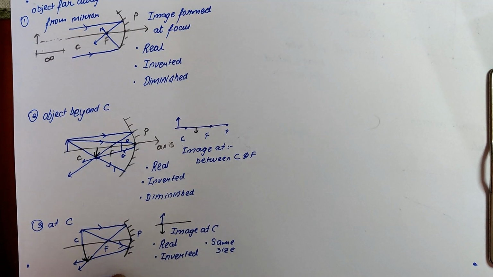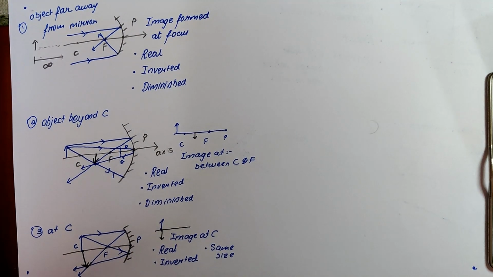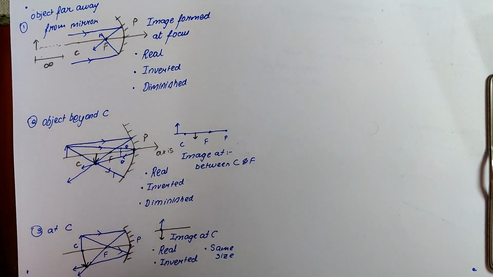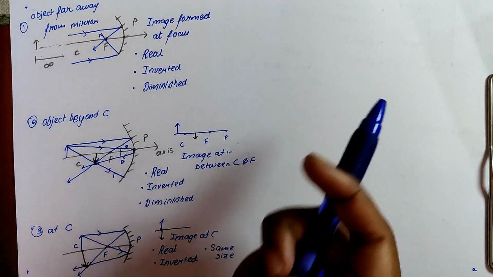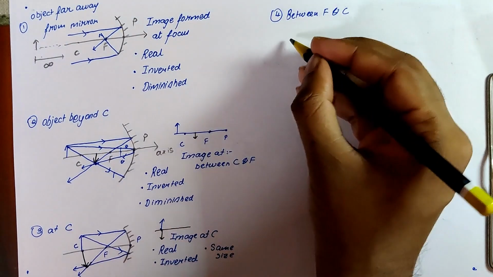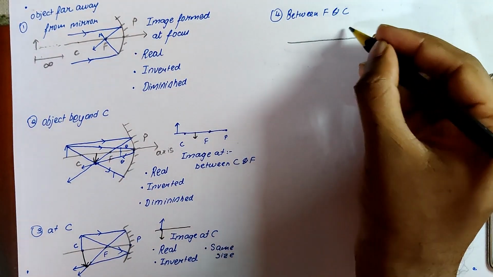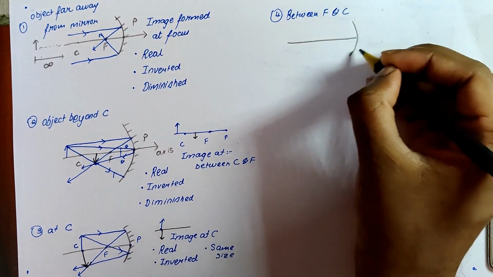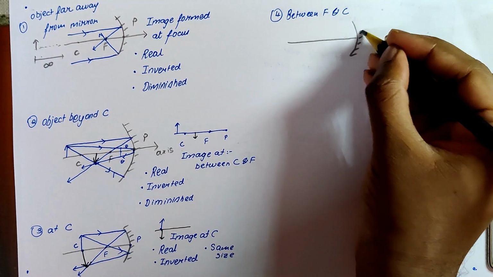This property of the image being real and the same size as the object but only inverted is used in many applications of mirrors. Now with that being said, let's move on to the next part, which is the object being between F and C. We will have to draw the concave mirror.